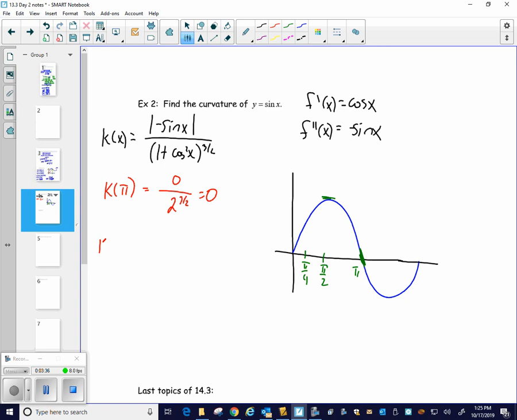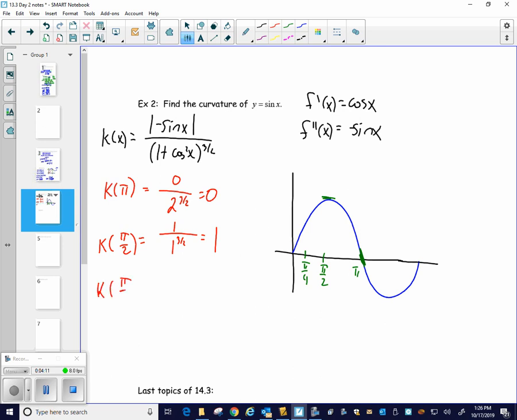If you did the curvature at pi halves, if you plug that in, sine of pi halves is 1, negative 1, absolute value of that's still 1. And then plug pi halves into the denominator, so cosine of pi halves is 0, so that's just going to be 1 to the 3/2, which is 1. So at pi halves you have a curvature of 1, which is a pretty substantial curvature. It's actually the most that you can have, I believe. Maybe I'm wrong about that.